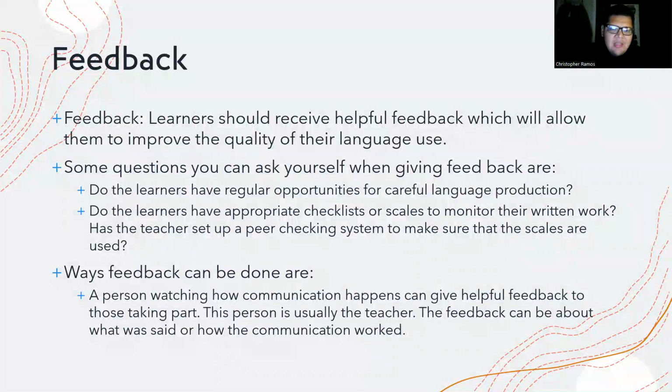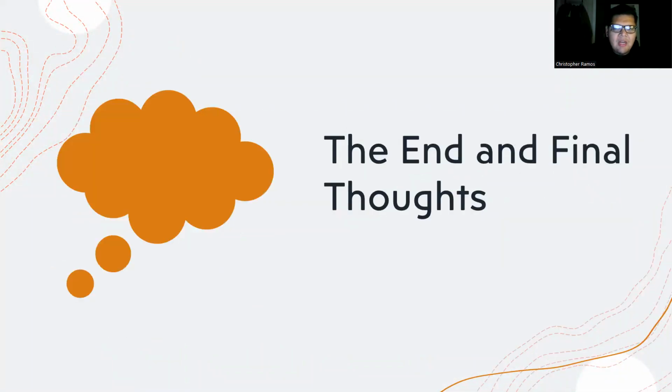And a way feedback can be done as well is that a person watching how communication happens can give helpful feedback to those taking part. This person is usually the teacher, and the feedback can be about what was said or how the communication worked. It's basically a way the teacher can communicate back to the students in parts, and that way students are not confused and are receiving as much feedback as they can on whatever they took, like a test, assignment, or activity. So yeah, that was it.